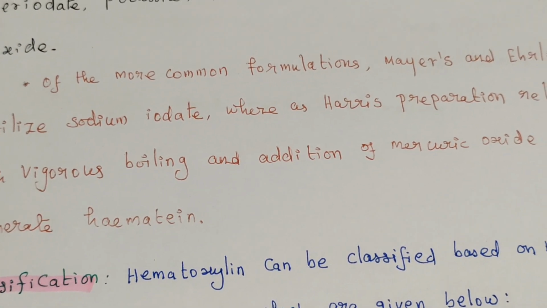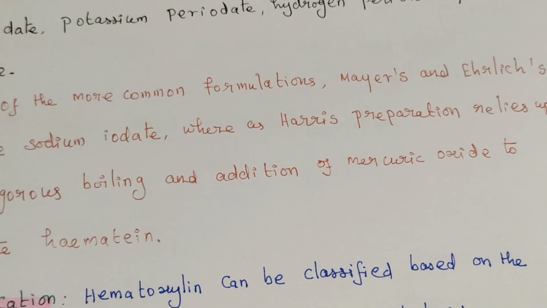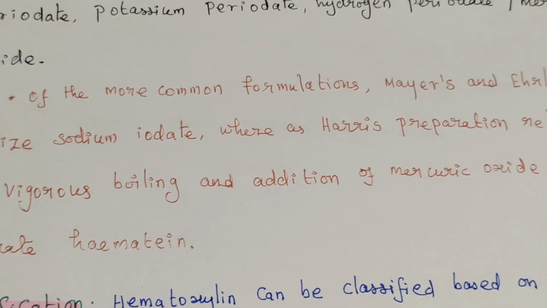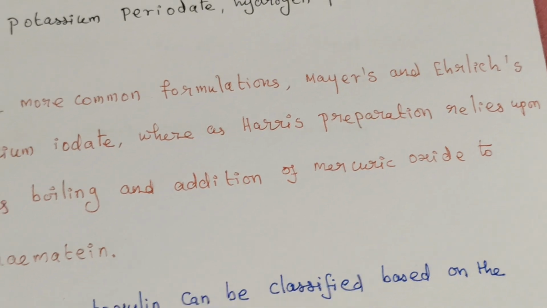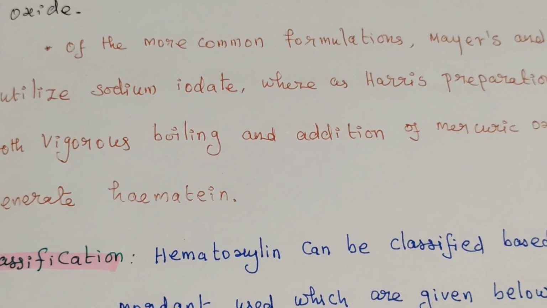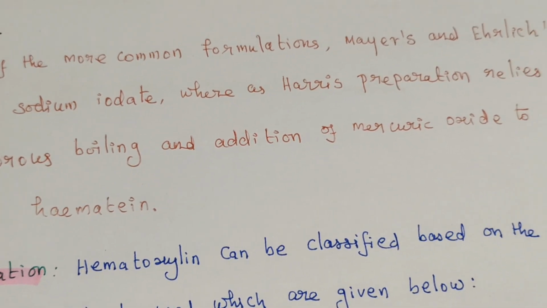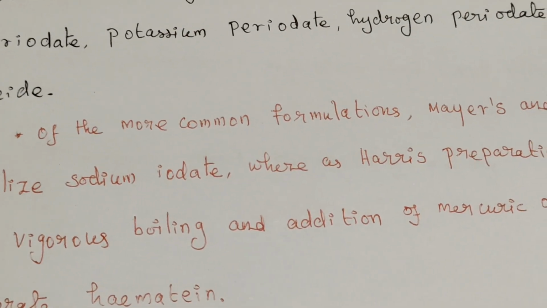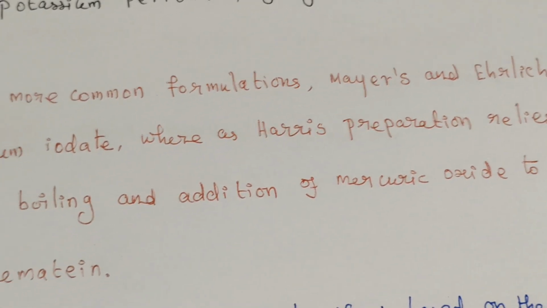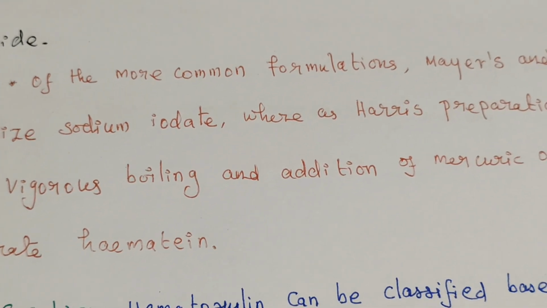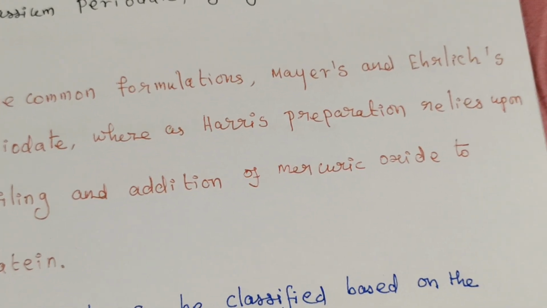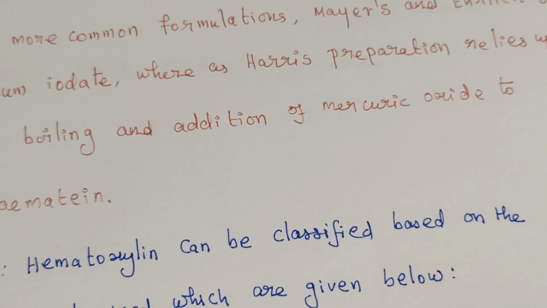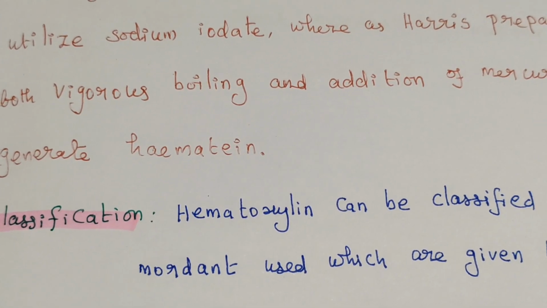Of the more common formulations, Meyer's and Ehrlich's utilize sodium iodate, whereas Harris's preparation relies upon both vigorous boiling and addition of mercuric oxide to generate hematein.